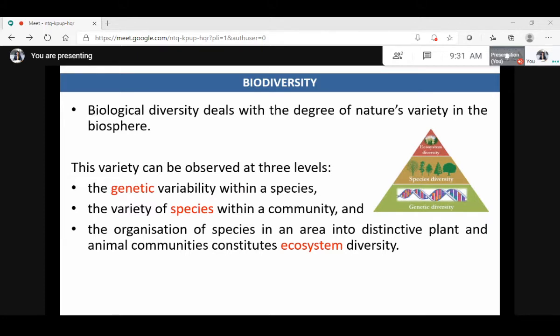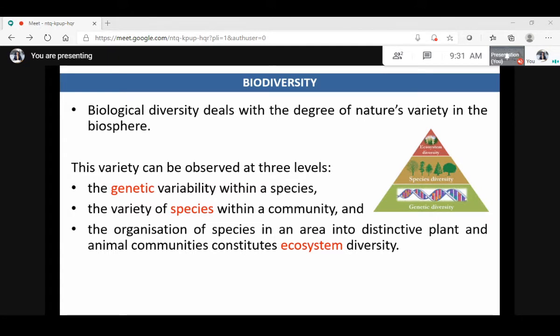We have three major types of biodiversities such as species diversity, genetic diversity and ecosystem diversity. This variety can be observed at three levels as I mentioned now. The genetic variability within a species, the variety of species within a community and the organization of species in an area into distinctive plant and animal communities constitutes ecosystem diversity.